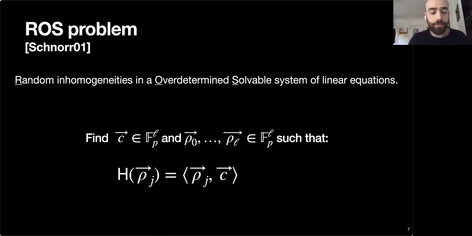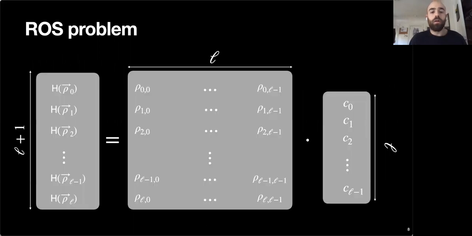Let me say this again, but in matrix notation. We are giving the adversary a field of size P, and the number L. The adversary has to build a matrix, this big matrix in the middle that has L columns and L plus one rows, and a vector of length L, such that the product matrix times vector will land in the hash function image. The image of what? The hash of each of the rows of this matrix. Okay, so I give you P, I give you L, find the matrix and the vector such that the product matrix times vector is equal to the hash of each of the rows of the matrix. This is the ROS problem.